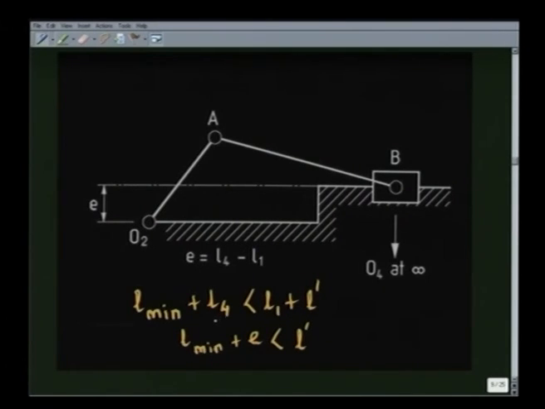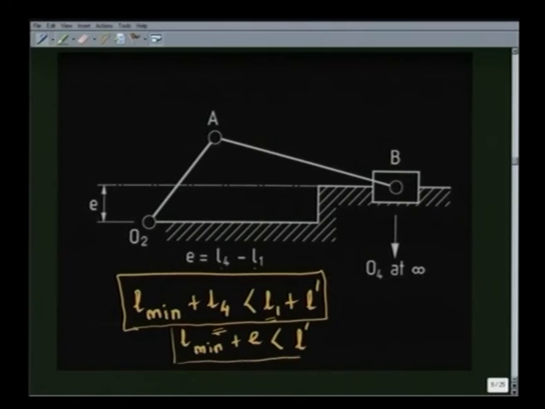L4, the infinite length, and L1, the other infinite length, but I have assumed L4 to be more than L1. So, L4 becomes L max. So, L min plus L max less than L1 plus L prime is what we call the equivalent Grashof's criteria for a 3R 1P linkage, and that I can convert to L min plus E less than L prime, where E is the amount of offset, L min is the shorter link length and L prime is the other link length.